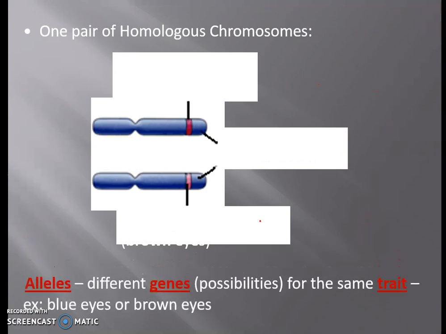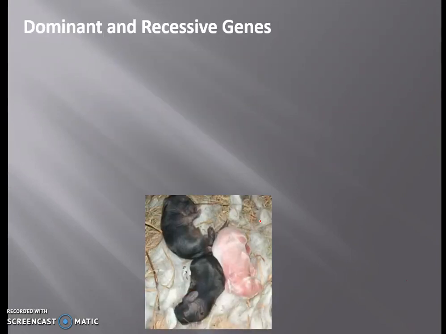So let's talk about alleles. So what are alleles? Alleles are the different genes or the possibilities. If I'm talking about possibilities, that means I'm talking about the traits. Like if your mother had blue eyes and your dad had black eyes, these are the two types of possibility you are going to have. And it's going to be for the same trait, that is, I'm talking about the eye color. So alleles are the different genes for the same trait.